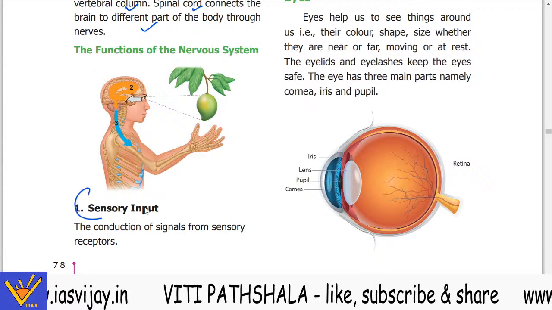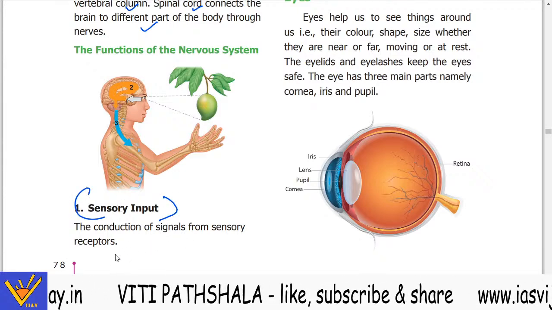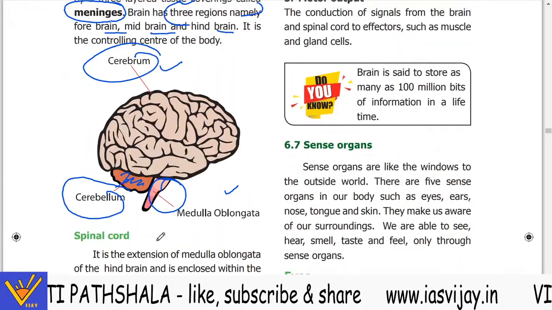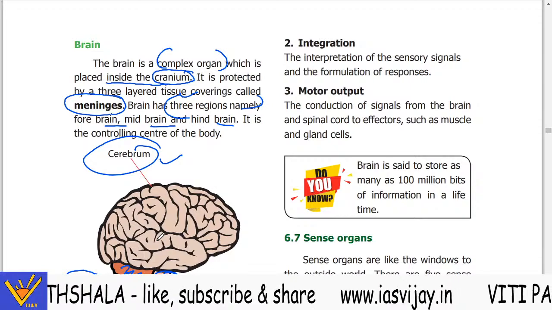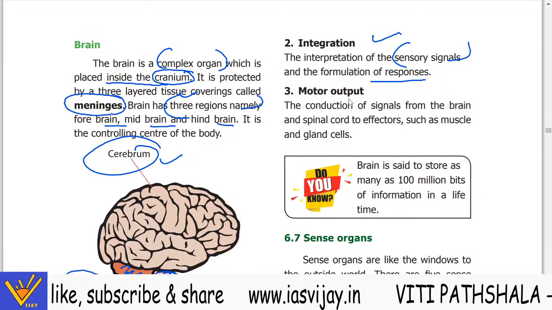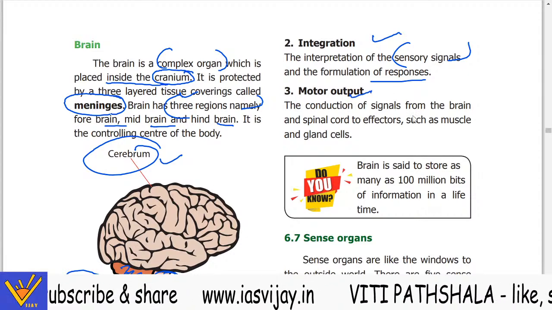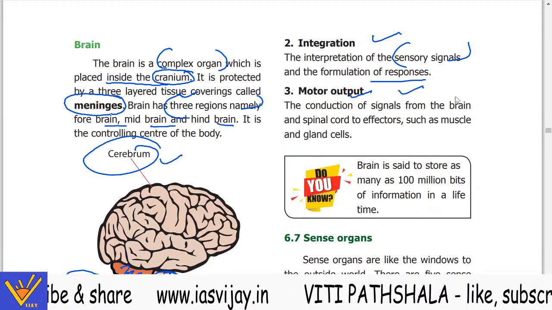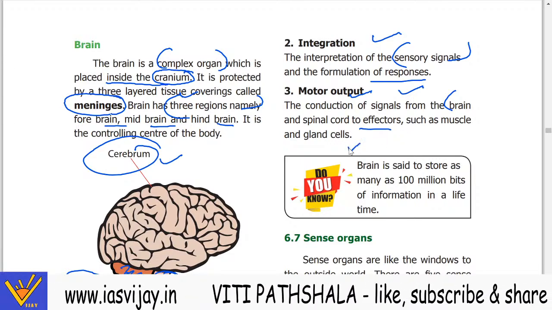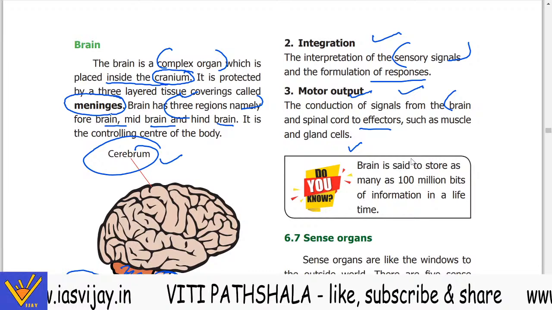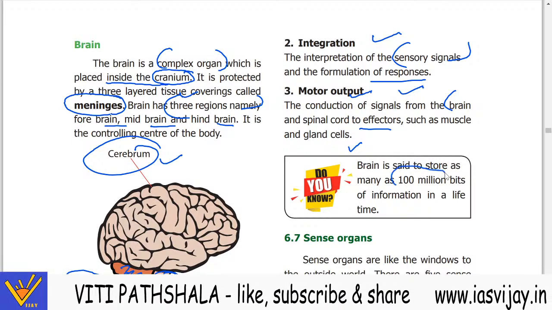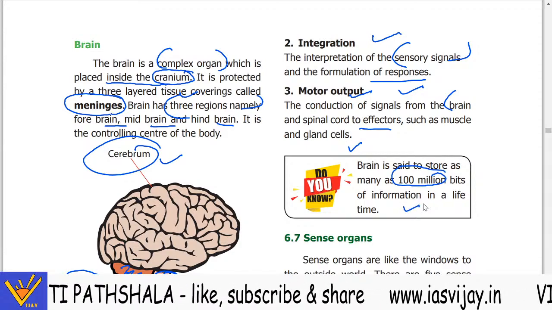So the first thing is your sensory input, the conduction of the signals from the sensory receptors. Then the other is the integration of the sensory signals and the formulation of the responses, and the motor output. That is the conduction of the signals from the brain to the spinal cord to effectors such as the muscles and the gland cells. Now brain is said to store as many as 100 million bits of information in a lifetime.